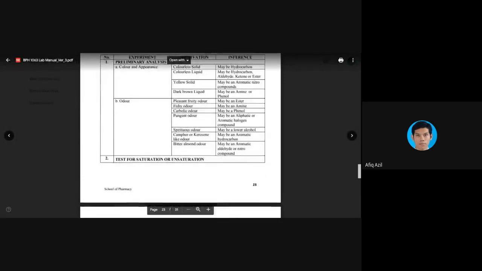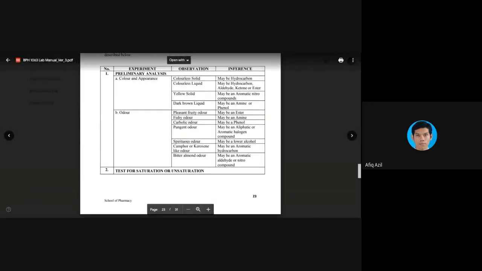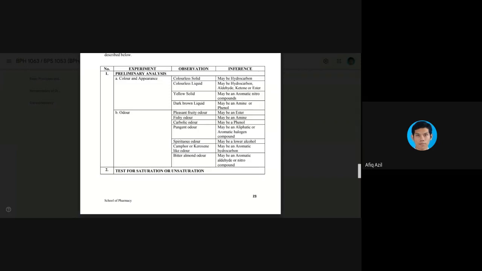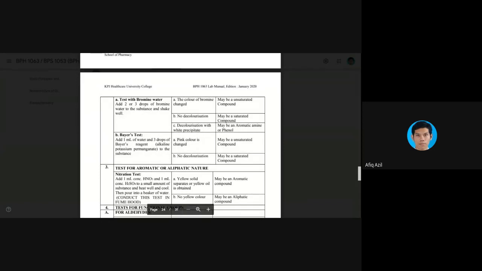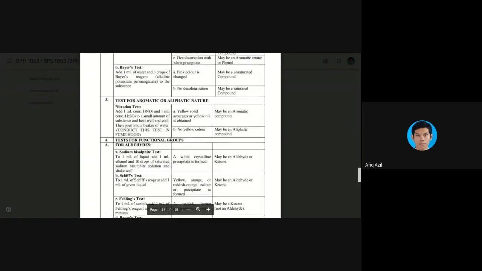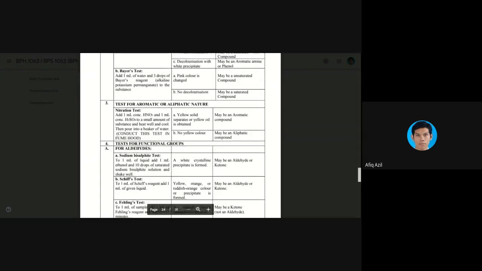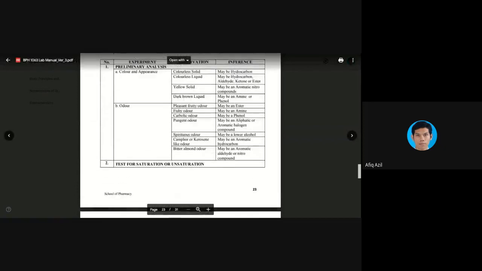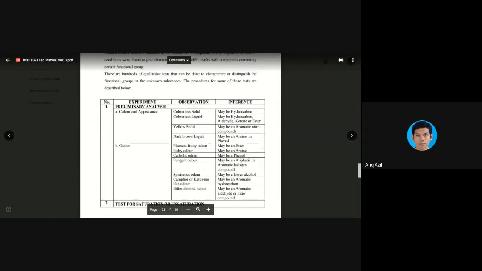We have the preliminary analysis, which we can also call the physical analysis test. The second one would be the test for saturation or unsaturation. The third one would be the aromaticity, or the aliphatic nature of the compound. And the last one would be the test for functional groups. So we're going to look at the preliminary analysis first, the physical test.